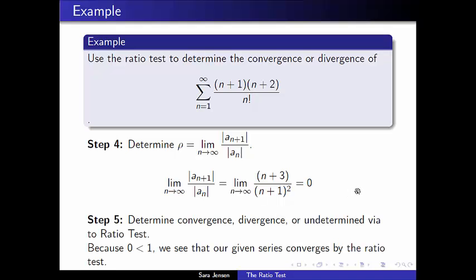The fifth step is a real quick step where we take a look at the value of that rho and just say, which case do we fall in? Do I have a number less than 1, bigger than 1, or equal to 1? In this example, I've got a 0 as my rho value, and because 0 is a number that's less than 1, we can apply our ratio test to determine that this infinite series is a convergent one.